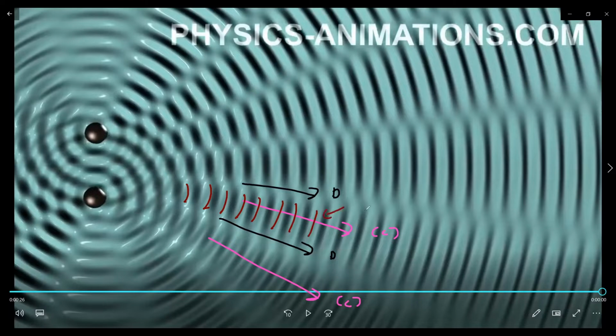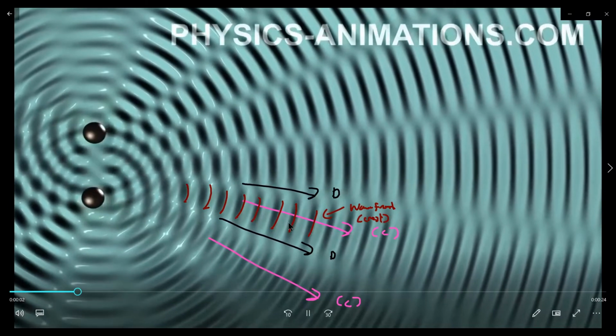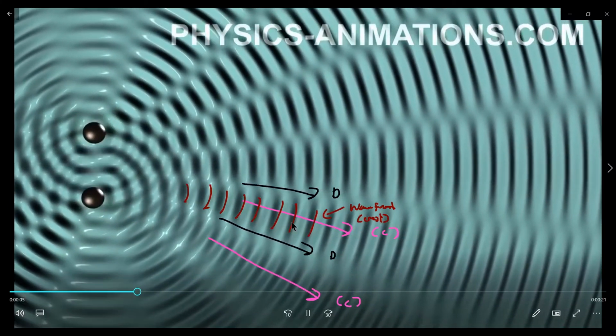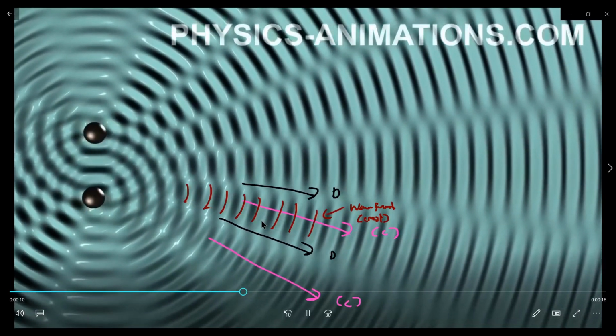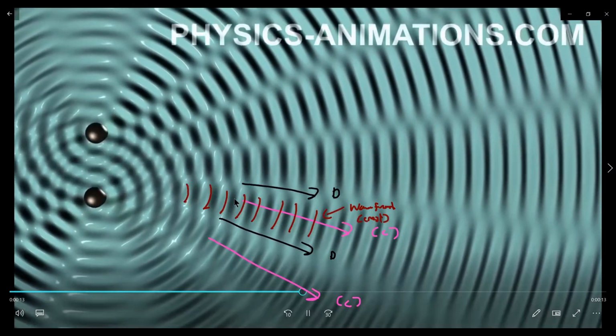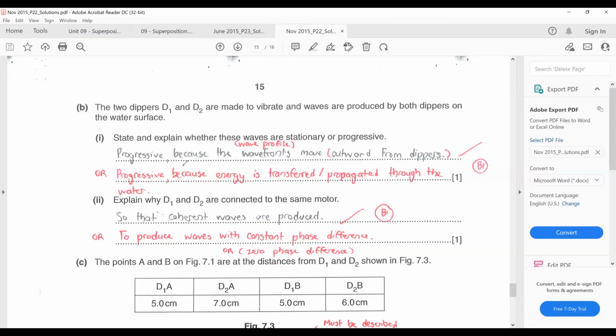Okay, this is your wavefront, which is actually your crest. Notice that if I replay the video, that crest, that wavefront or wave crest, is actually moving from one end to another end. So yes, this is a progressive wave. Let me just go back to that little example.